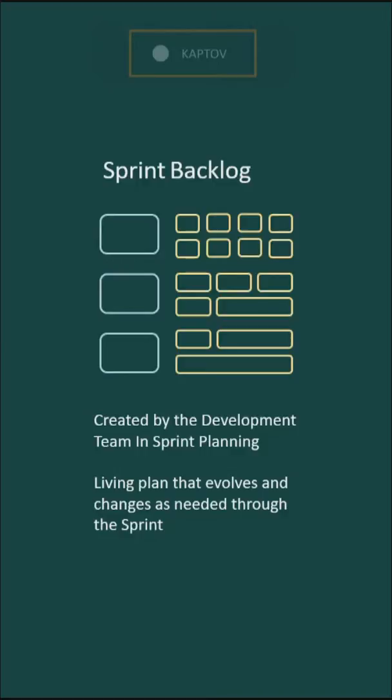So the sprint backlog is created by the development team in sprint planning. And when I say created, it doesn't mean it's finalized. It's just created. It's started. So this is a living plan that's going to evolve and change as needed throughout the life of this sprint.